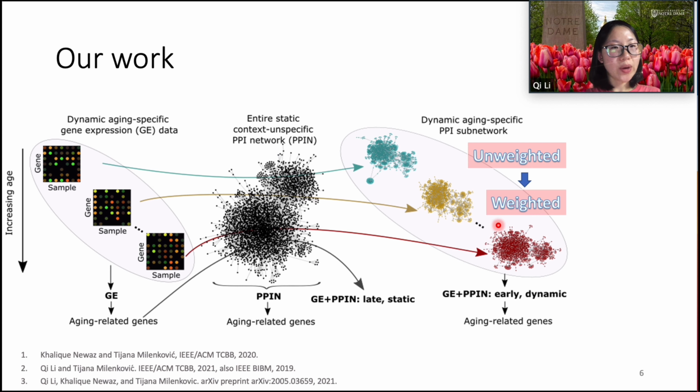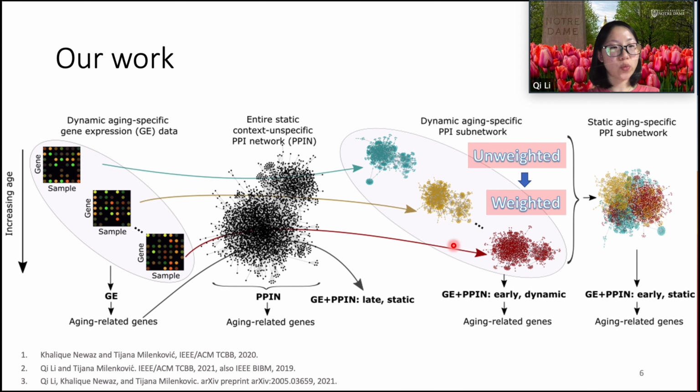The weighted dynamic aging-specific subnetwork differs from the entire network in three ways. First, aging-specific. Second, dynamics. Third, weight. To properly examine which component is superior, other than the entire context-unspecific network, the weighted and unweighted dynamic aging-specific subnetwork, we need to have a static aging-specific subnetwork as well.